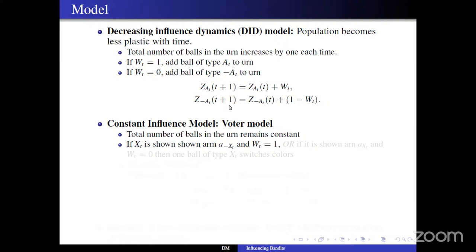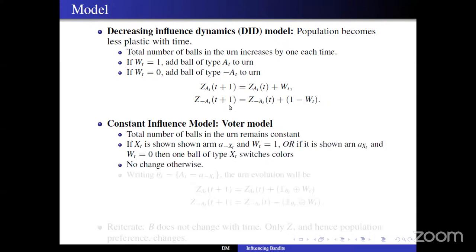So if the type of user is some XT, assume type 1. If instead of showing arm 1, the recommendation system shows me arm 2, that's what minus means. For those of you not familiar with this notation, minus here corresponds to the other. So if type 1 comes in and I show arm 2, and I like it, I was not expecting to like it, that was not my preference, I like it. Or if I am shown the right arm and I didn't like it. I was shown the wrong arm and I liked it, or I was shown the right arm and I didn't like it. That's WT equal to 0 and 1 correspondingly. Then a ball corresponding to this side flips.